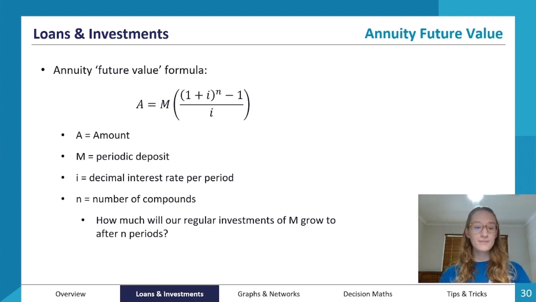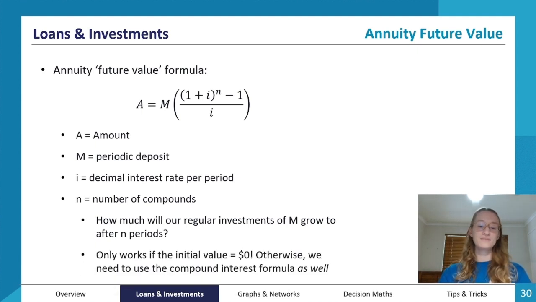The annuities future value formula is asking the question, how much will our regular investments of M, how much we're periodically depositing, grow to after N time periods? So what's our future value going to be of this annuity if we keep investing this amount of money over this amount of time?